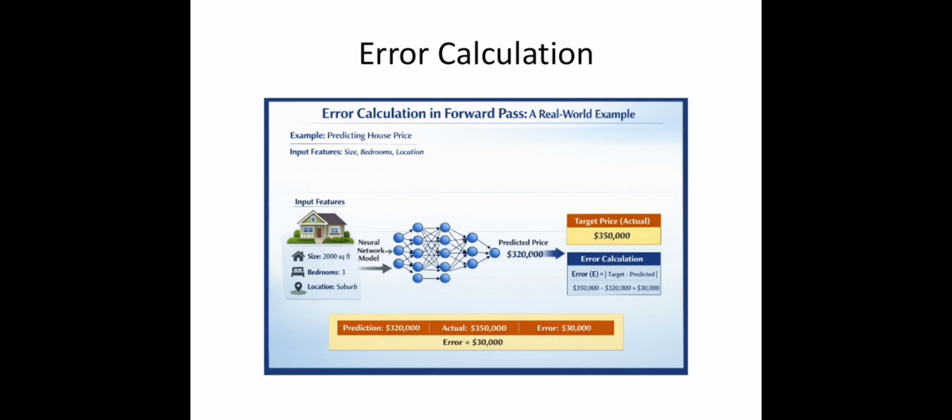Next, error calculation. Once the prediction is made, we calculate the error. Error is simply the difference between the predicted output and the actual target value. For example, if the predicted house price is 26 lakh, but the actual price is 28.5 lakh, the error is 2.5 lakh. This error tells us how far off the network's prediction was.